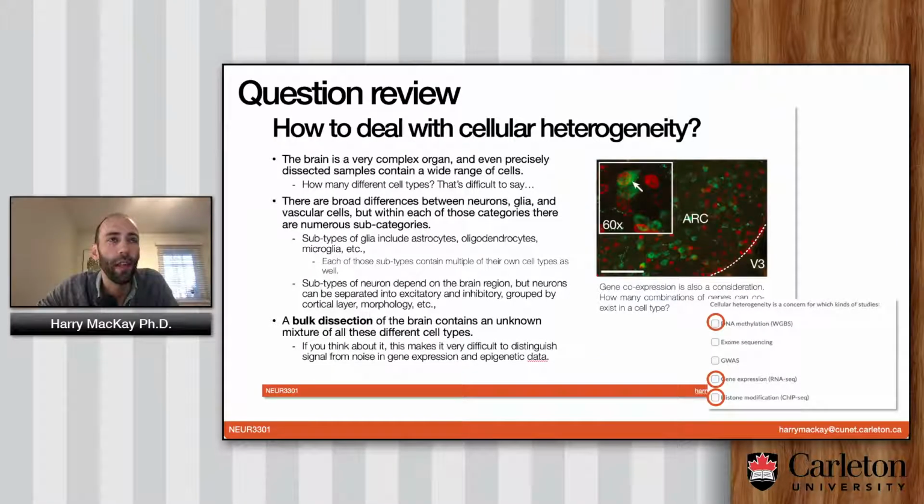The next one is question 14. A number of people had problems with this. The question is, cellular heterogeneity is a concern for which kind of studies? And this was a multi-select question, one of the fun things you can do on the Brightspace platform. And the answers are WGBS, RNA-seq, and ChIP-seq. The answers are not exome sequencing and GWAS.